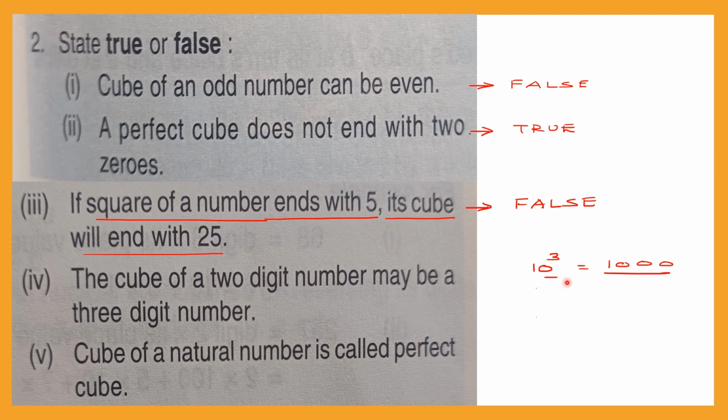That means if I take the cube of any other 2-digit number, 11, 12, 13, it will all be more than 1000 and they are all 4-digit numbers. So what does this statement say? The cube of a 2-digit number may be a 3-digit number is false. It cannot be a 3-digit number. Question 5. Cube of a natural number is called a perfect cube. That's correct. This statement is true.